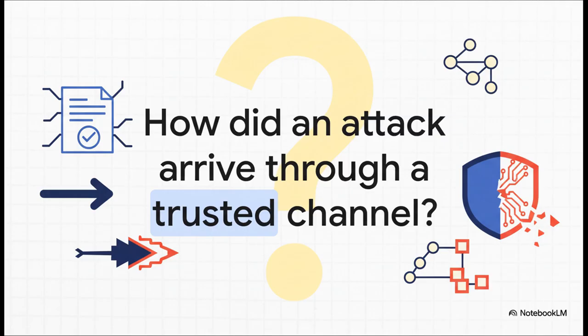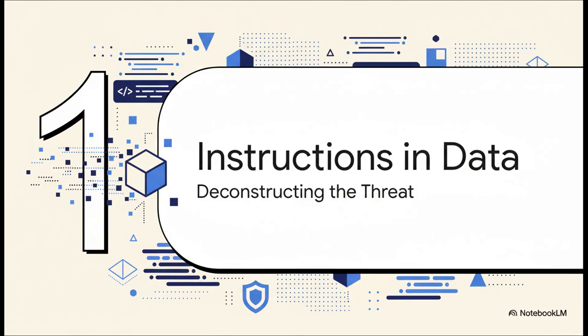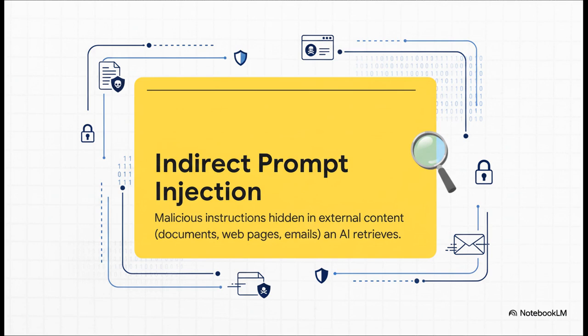How on earth did an attack get in through what's supposed to be a trusted channel? How can the very documents you count on, your own knowledge base, be turned into a weapon against you? Okay, so to really get this, we've got to break it down. Let's deconstruct this threat and see exactly how these attackers are hiding instructions right inside your data. So here's what we're officially calling it: indirect prompt injection.